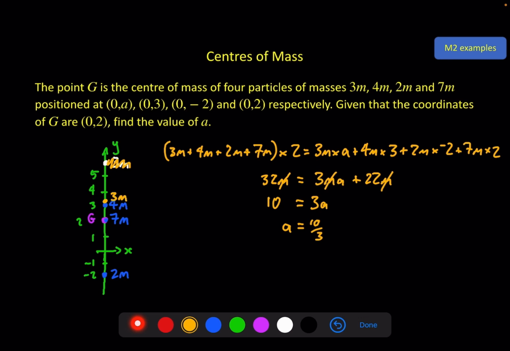So this was the sum of the individual masses from particle 1 to particle 4 times y bar, the y coordinate of the centre of mass, which we knew in this case, had to equal the sum from 1 to 4 of the individual moments mi, yi. And in this case it was one of those that we didn't know here.